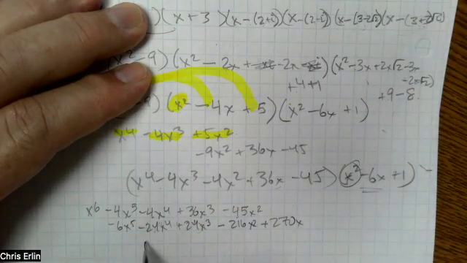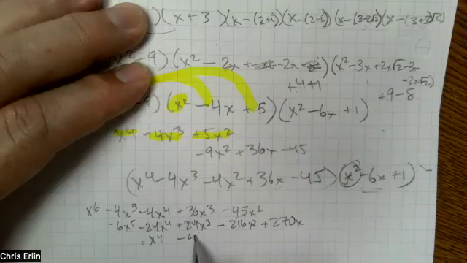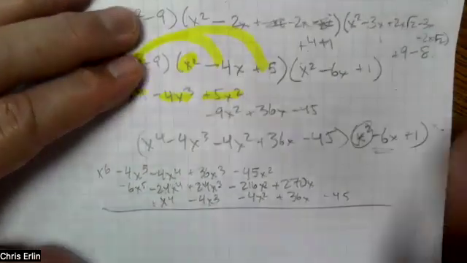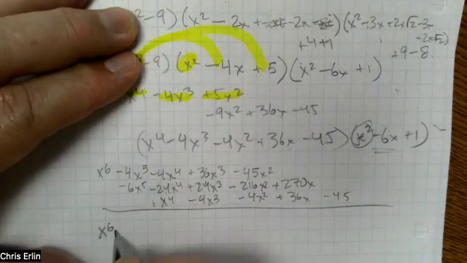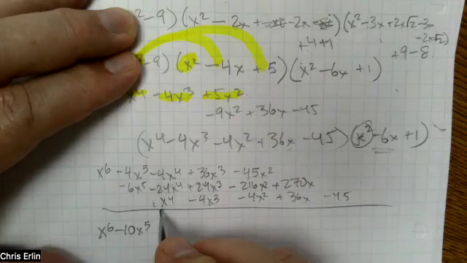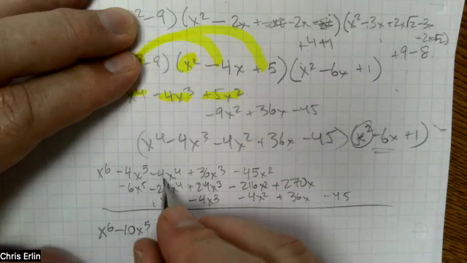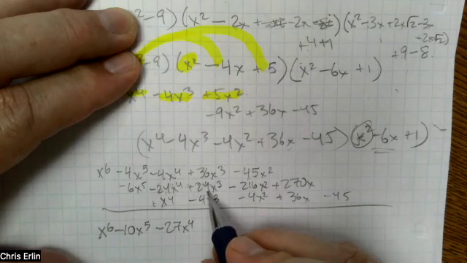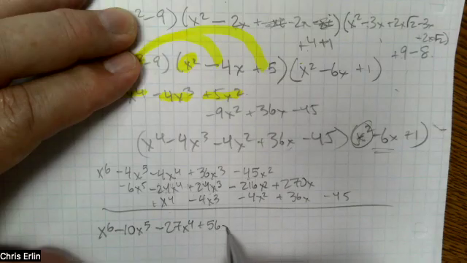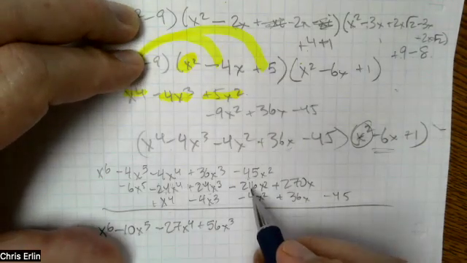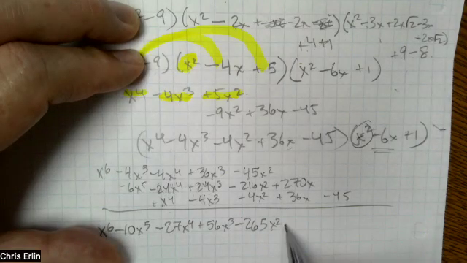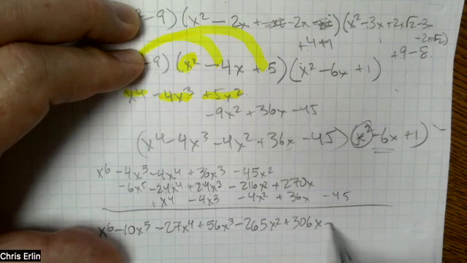And now I have to do the 1. So positive x to the fourth minus 4x cubed minus 4x squared plus 36x minus 45. And combine all those. x to the sixth minus 10x to the fifth plus x to the fourth. So this is minus 28 plus 1 is minus 27x to the fourth. 60 minus 4 is plus 56x to the third. 216 and 4 is 220, so minus 265x squared plus 306x minus 45.